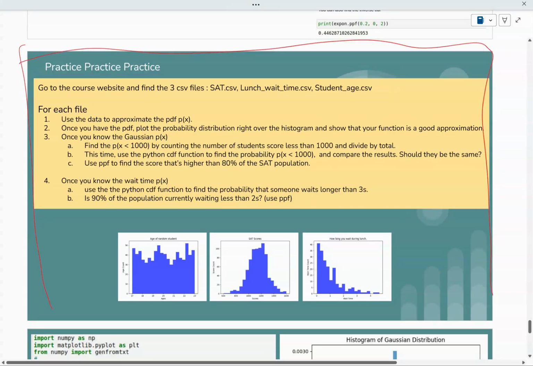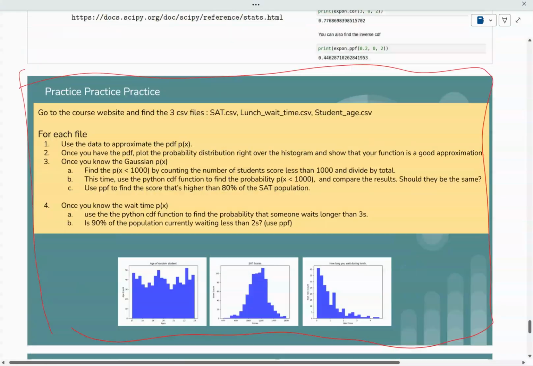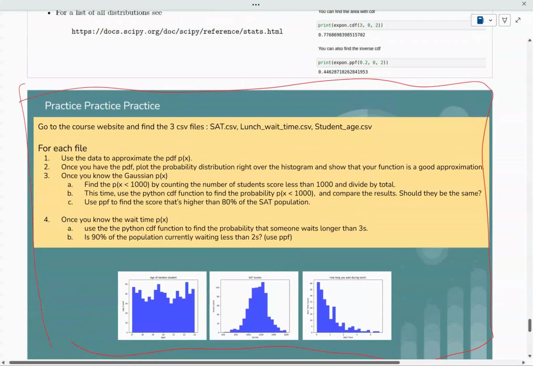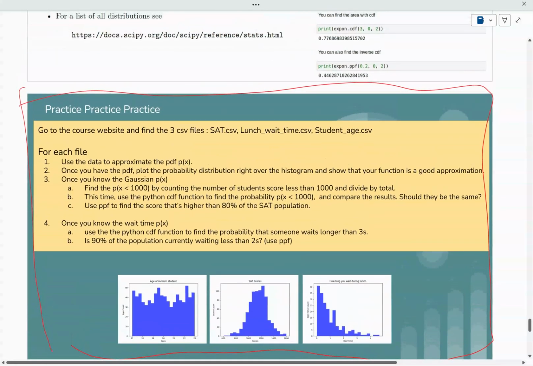I want you to pause the video and go over them. I didn't really provide the answer for this one, but they should be visually obvious. Okay, that's it.